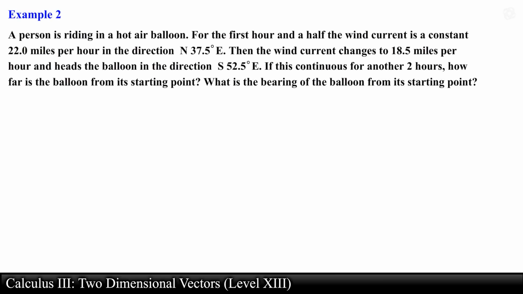A person is riding in a hot air balloon. For the first hour and a half, the wind current is a constant 22 miles per hour in the direction 37.5 degrees east of north. Then, the wind current changes to 18.5 miles per hour and heads the balloon in the direction 52.5 degrees east of south. If this continues for another 2 hours, how far is the balloon from its starting point? What is the bearing of the balloon from its starting point?